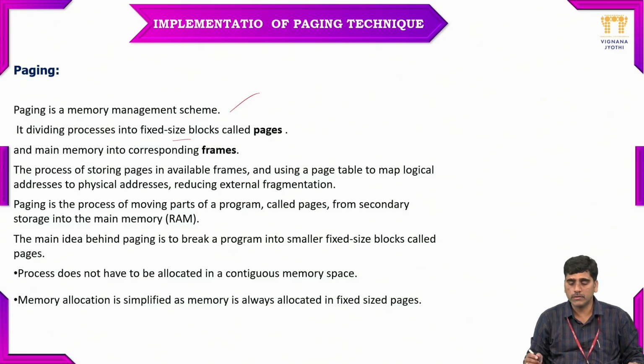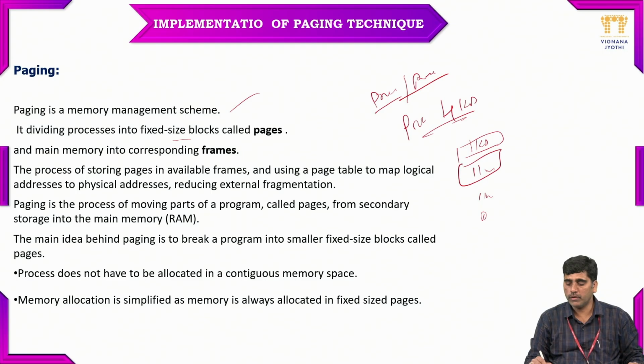The process or program, whatever it may be, is divided into fixed sized blocks. Each and every block will be called a page. Suppose the process has a size of 4 KB. The process is divided into 1 KB, 1 KB, 1 KB, 1 KB, and each one will be called a page.